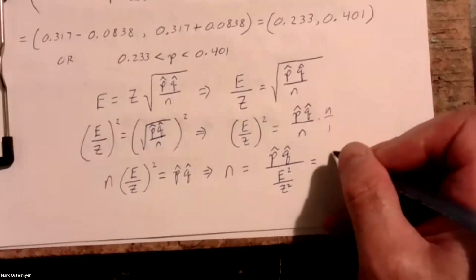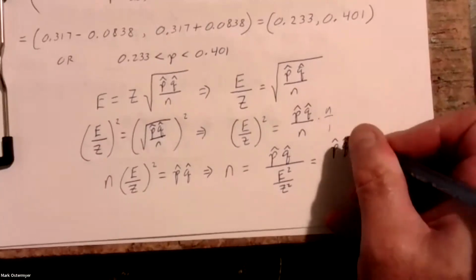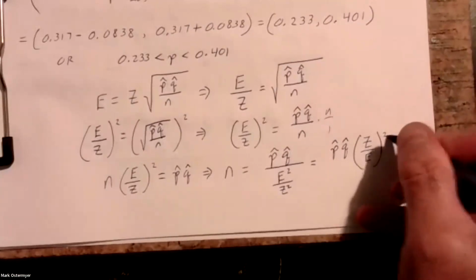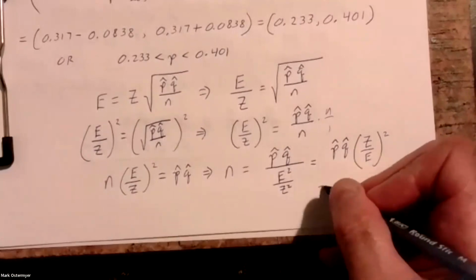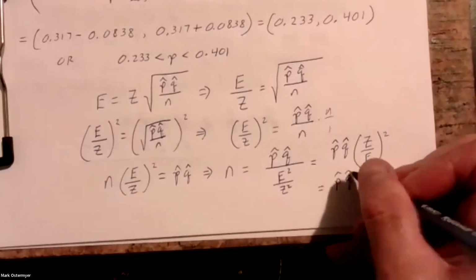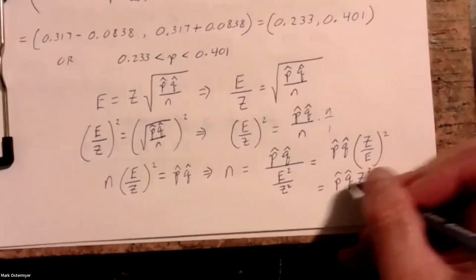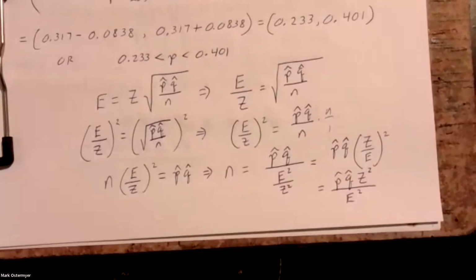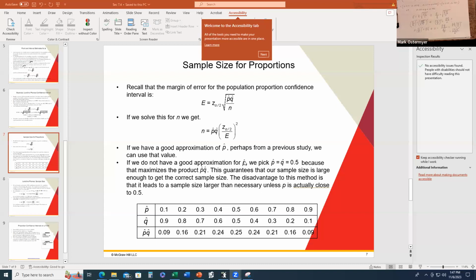Another way to write this is to say n equals P hat times Q hat times quantity z over E, squared. So you could cite it that way, or you could cite it as P hat Q hat times z squared over E squared. Either way there, but okay, so that's how you solve for n there. That's a little extra for your money here. Now, ladies and gentlemen, you might want to have this handy or memorize this before you dive in and do any ALEKS problems.